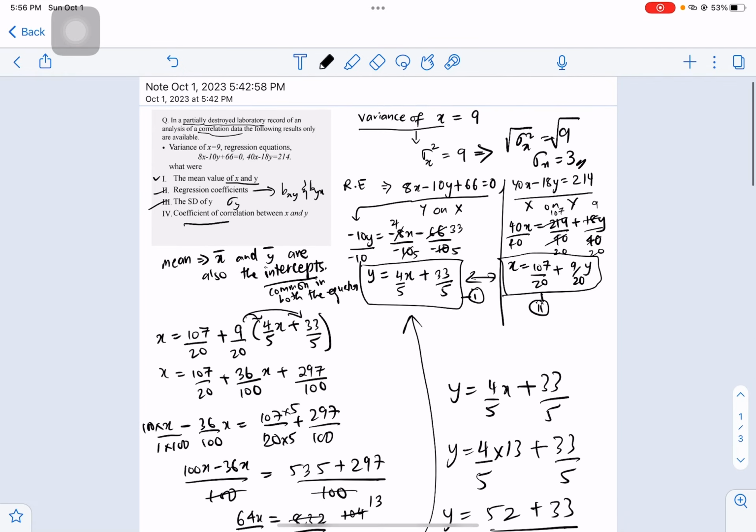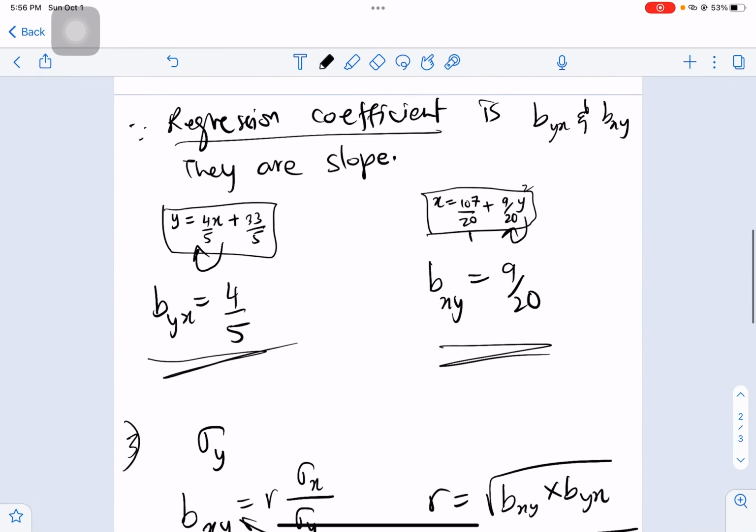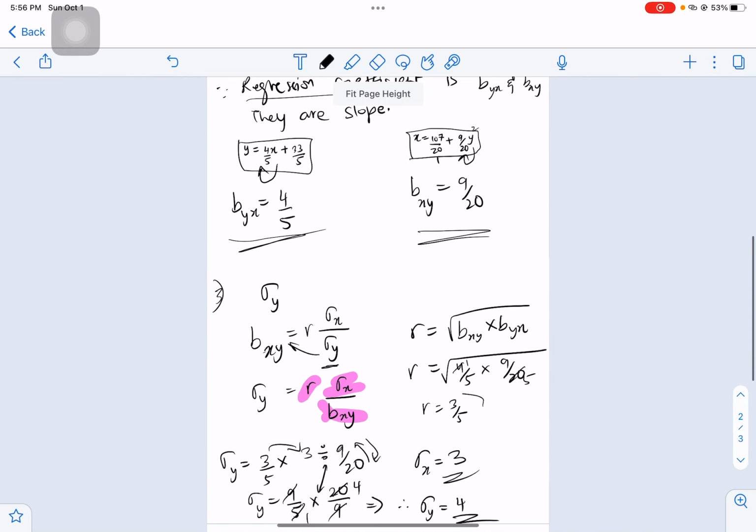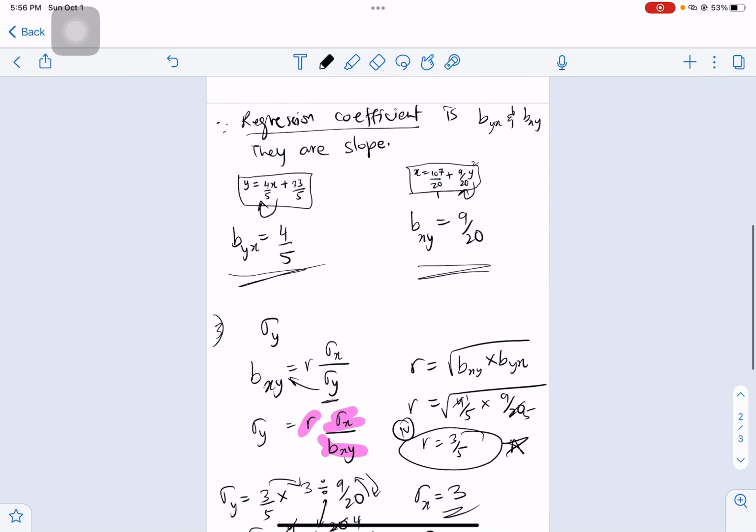Now the coefficient of correlation between x and y, that's what we already found. So this is 3 over 5. Yes, this is question 4. So basically we found all the answers.